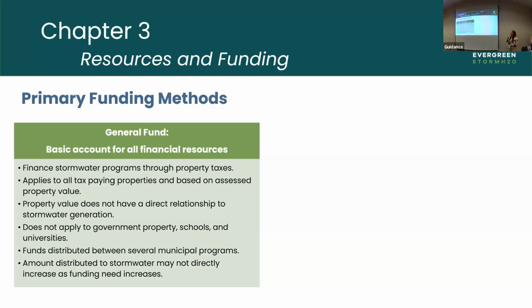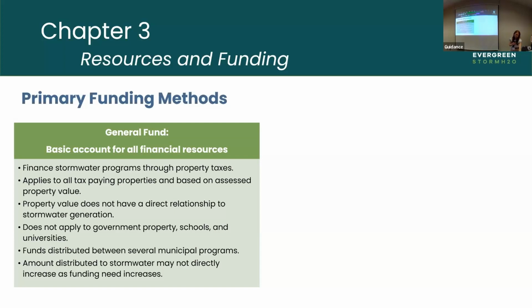What's also really important is these funds are distributed between all the different departments, and stormwater is not always the priority. Also, as each new permit cycle comes out, there are more requirements, more programs, more program elements, more documentation. And at the end of the day, that costs money. So your general fund is not always going to scale with the need of your stormwater program funding.